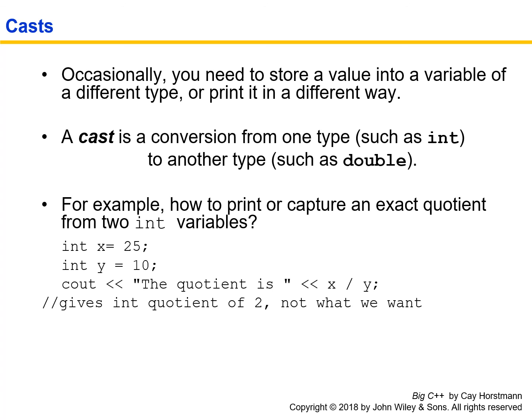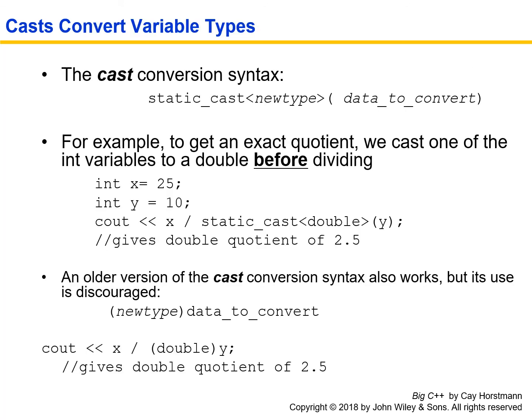Occasionally, you need to store a value into a variable of a different type, or print it in a different way, or use two integers in what you intend to be floating point division. And the way you can do that is to cast one variable to another type. So if int x is 25 and int y is 10, you can say x divided by static_cast to a double of y, and that forces y to be a double and gives you the quotient you're looking for of 2.5.